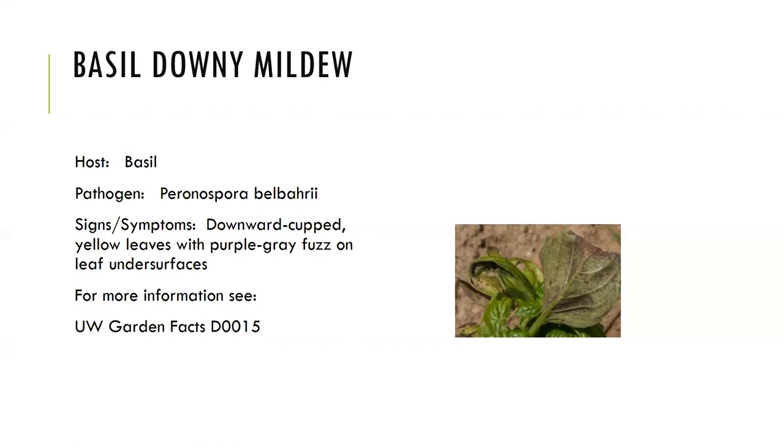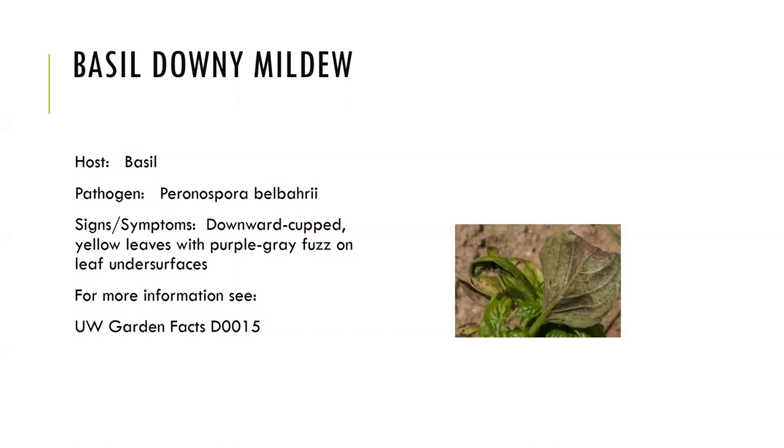There is no cure for basal downy mildew. If you do see it, you can harvest any asymptomatic leaves and any uninfected plants in your garden. Do it right away because this disease can spread fast. And then you'll want to use these herbs immediately. So it's a great excuse to make some pesto.